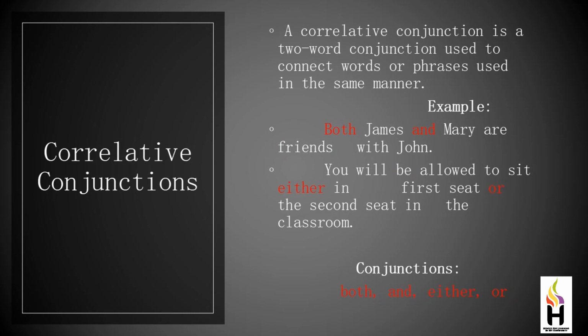Correlative conjunctions. A correlative conjunction is a two-word conjunction used to connect words or phrases used in the same manner. Examples are, both James and Mary are friends with John. You will be allowed to sit either in the first seat or the second seat in the classroom. The conjunctions in these examples are both and, and either or.